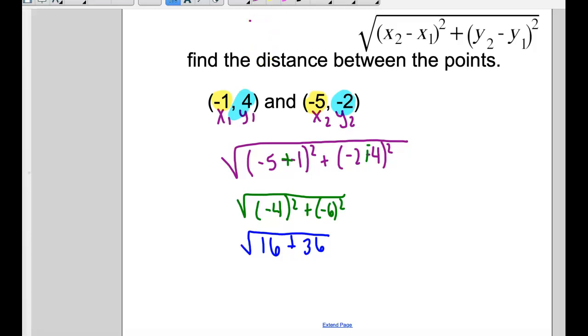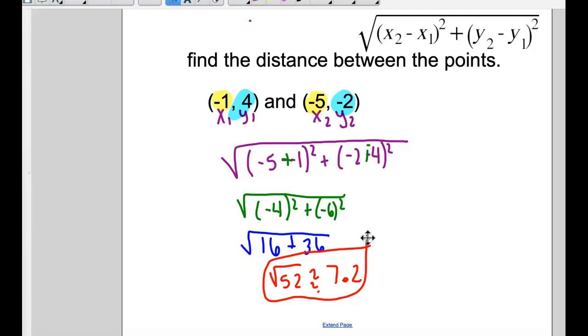And then my next step would be to add those two guys together, which 36 and 16 is going to give me 52. So the square root of 52, let's round this one to the nearest tenth this time, so 1 decimal place, which would be approximately 7.2.